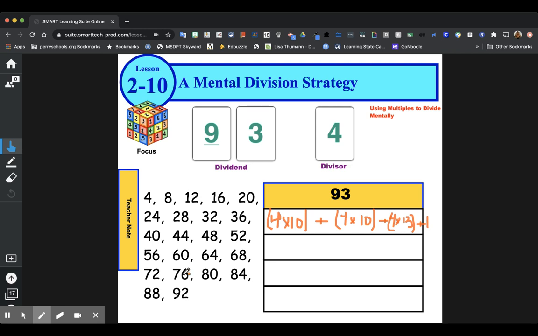Pause the video here and try to come up with some other names for 93 using these multiples, and we'll check together.